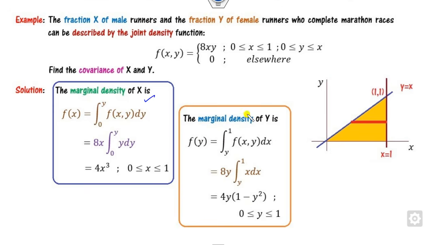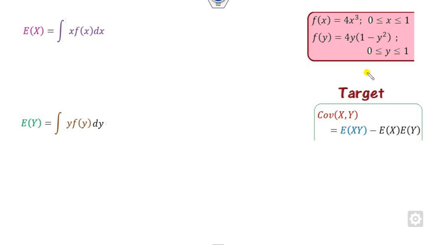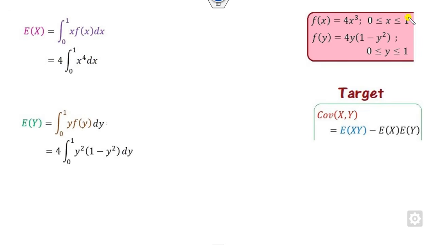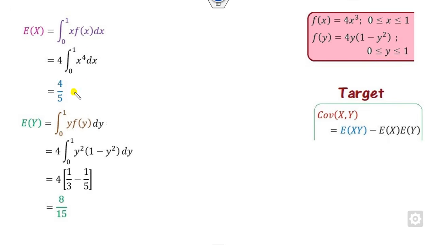Now this is my step number 1. Finally, you can find the expected value of x. What is the domain of this? X is from 0 to 1, so you can integrate from 0 to 1, and y is from 0 to 1. Now once you integrate them, it is nothing but 4 upon 5. And you can integrate this y square. How can you integrate them? This is y cube by 3. This is y to the 5 upon 5 over 0.